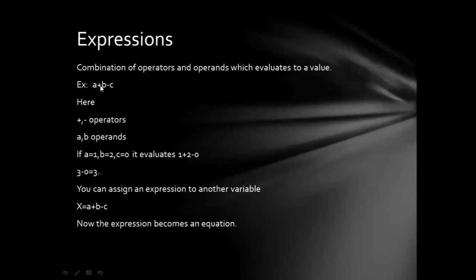Now the combination of operands and operators which evaluates to a value, this is important. It is not like simply if you give AB plus minus C, that doesn't evaluate to a value. Your expression has to evaluate to one particular value, then only you call it an expression. Let us see. Suppose we have assigned the variable A as 1, B as 2 and C as 0, it will evaluate to 1 plus 2 minus 0, that is 3 minus 0, 3. Right? It is evaluating to a value 3. So that is an expression, A plus B minus C, which is a combination of operators and operands.